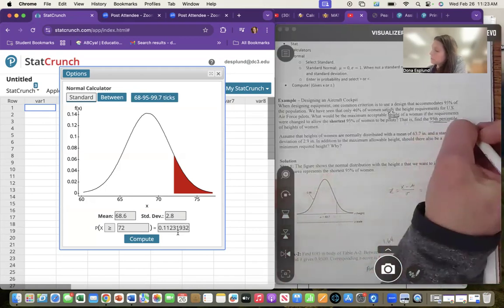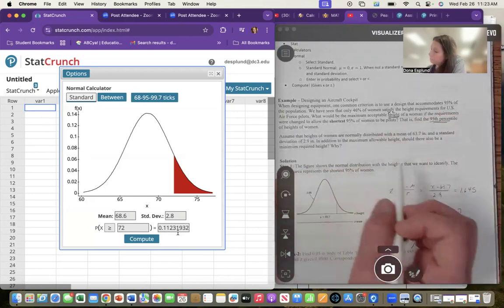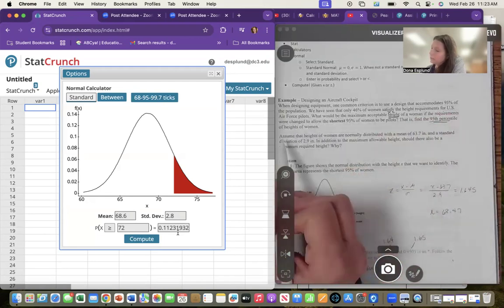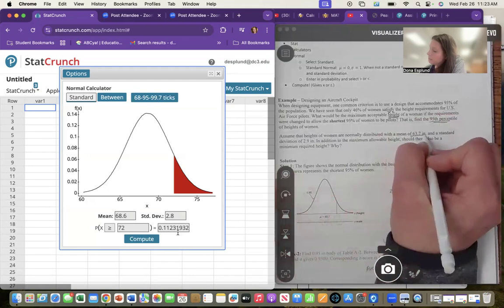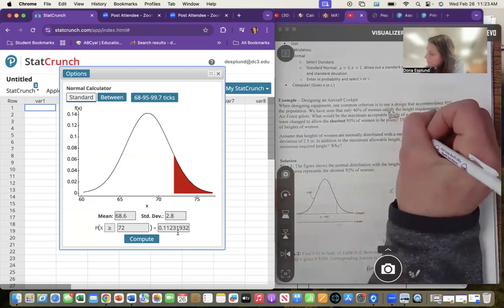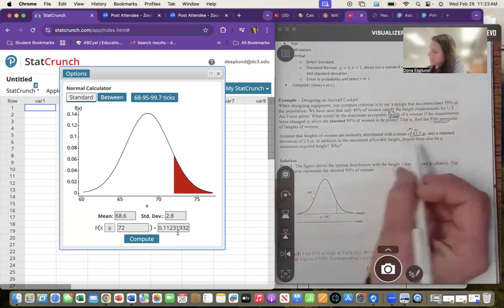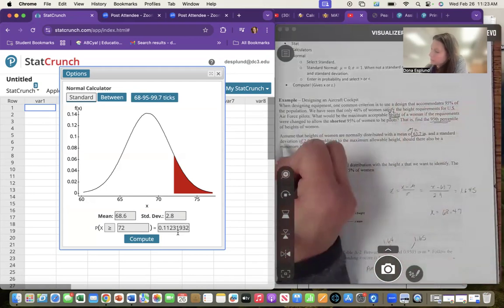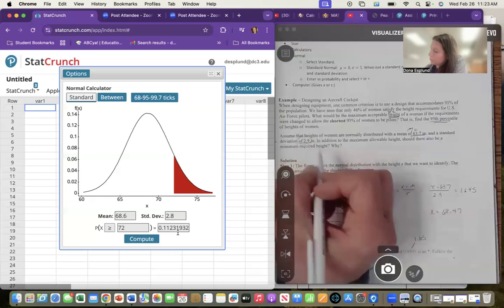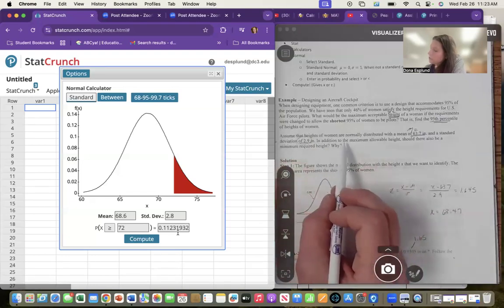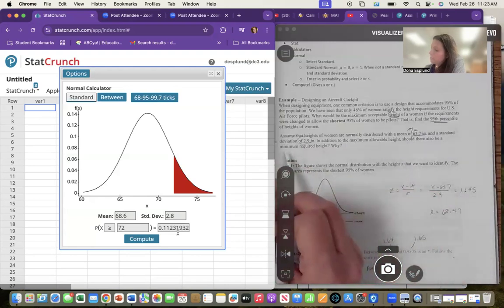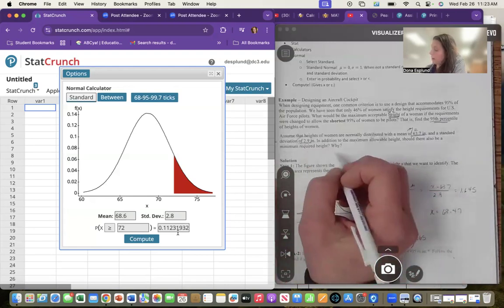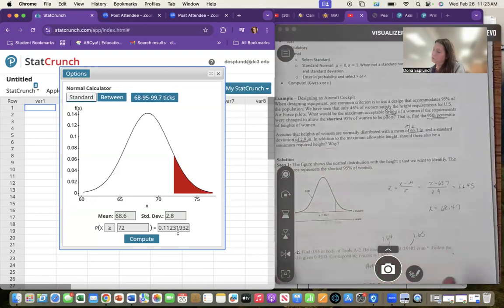Now we know that since this is the percentile, we're okay. Then it says assume that the heights of the women are normally distributed with a mean of 63.7. So I'm going to put a mean right here, and we're going to plot that in. And we also have a standard deviation. So here's my sigma. So my standard deviation is going to be 2.9. In addition to the maximum allowance for height, should there also be a minimum height requirement, and why? So let's go ahead and do this problem.